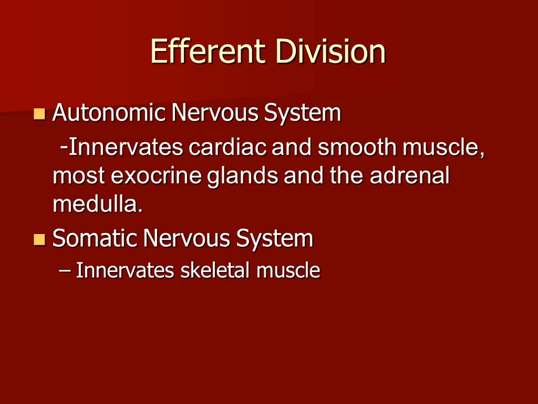Okay, so afferent's going where? Away from or into the central nervous system? It's going into, so it's going at the central nervous system. Efferent's coming out. When we subdivide, the efferent is split into the autonomic and the somatic.